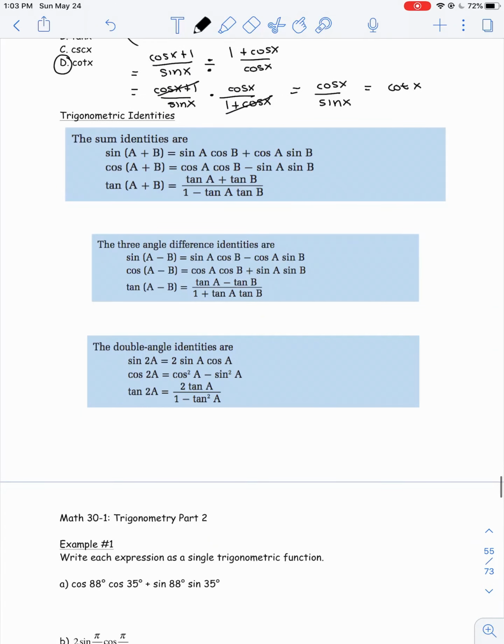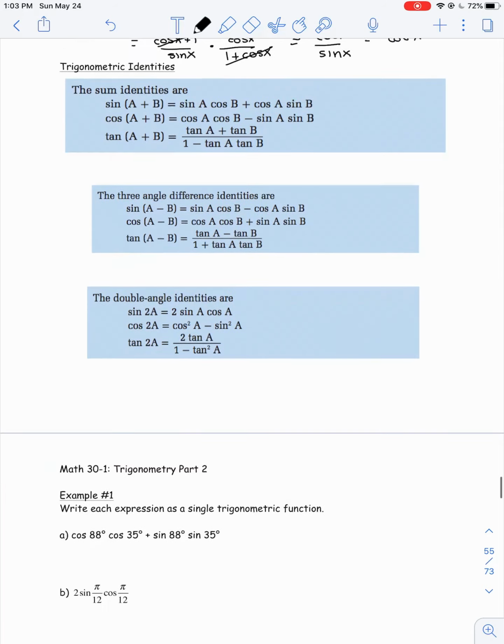So these are our new identities. These are where we take sine of two angles and we can expand them to look like this. This might make it easier to get exact values. These are identities for when we have sums, when we have angle differences, so when we have angles subtracting, and then when we have double angles, so sine 2A, cos 2A, or tan 2A. We can replace them with those identities.